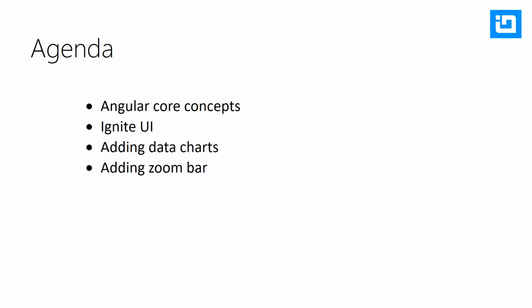In this webinar, we are going to learn about Angular core concepts, and then we will get into Ignite UI, which is Infragistics' JavaScript library, and we will use Ignite UI for JavaScript in our Angular application to add data charts and zoom bar. So this is going to be a very demo oriented webinar. We'll be writing code, and I'm assuming that you already know basic concepts of Angular and you are looking forward to learn how to use Ignite UI for JavaScript charts in the Angular application.